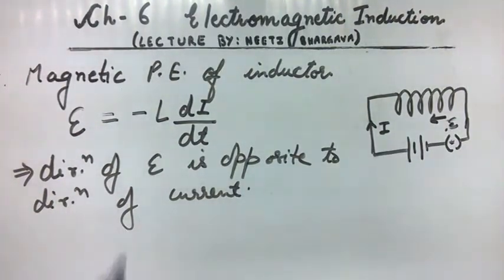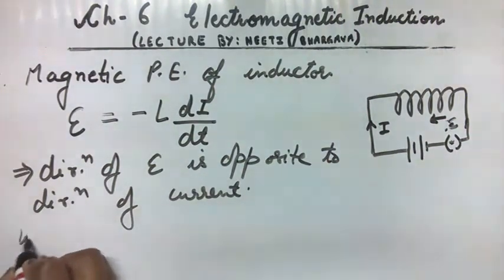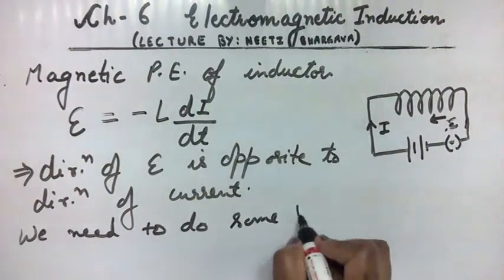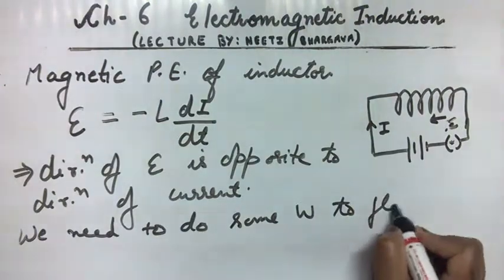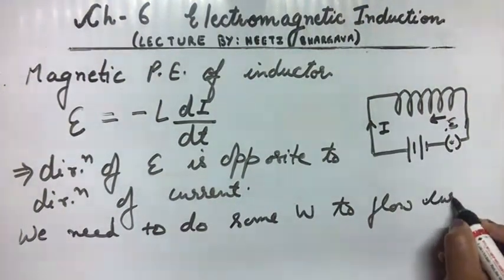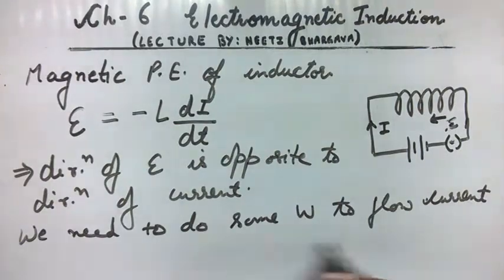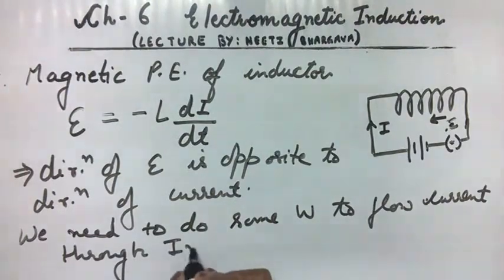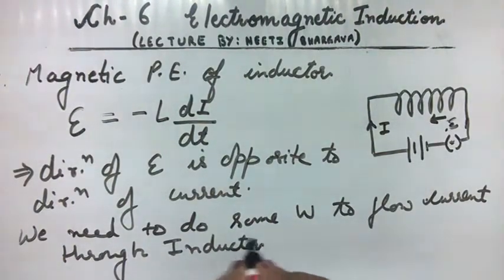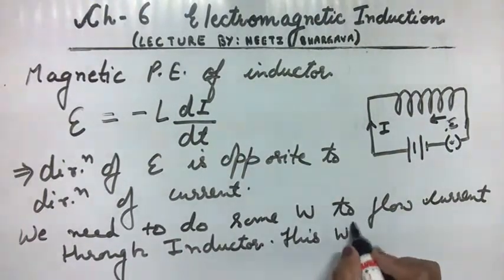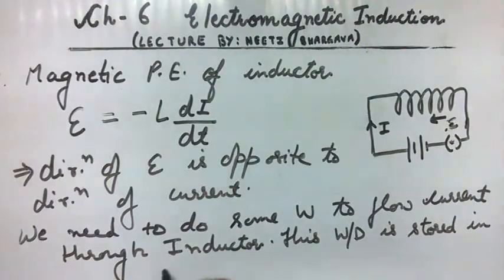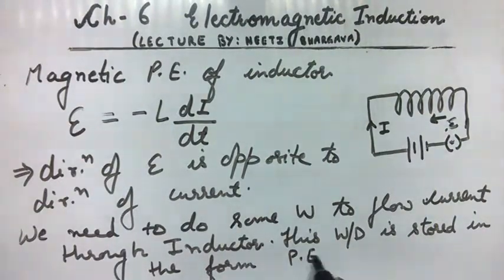Now we need to do some work to flow current through the inductor. And this work done is stored in the form of magnetostatic potential energy. So let's find it.